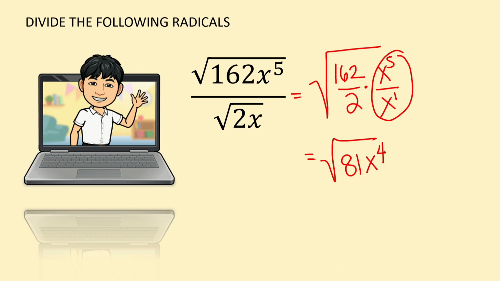From here, we can now simplify square root of 81. We know that 81 is a perfect square, and if we get the square root of 81, the answer is 9. And also x raised to 4 is a perfect square, so if we're going to get the square root of x raised to 4, we simply divide 4 by the index 2. The answer is x squared. So therefore, the square root of 162 x raised to 5 all over square root of 2x is simply equal to 9x squared.